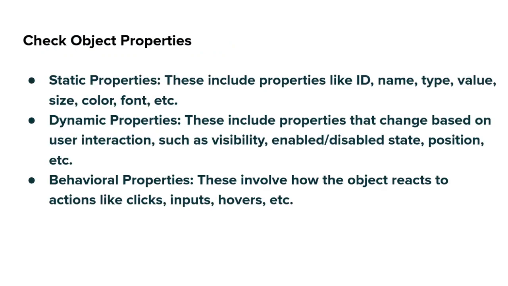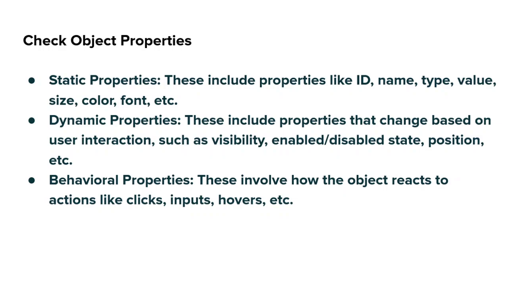Once you identify such objects in the functionality or inside the new feature, we have to check all the different types of properties as well as behavior during the object properties testing. So there can be static properties like ID, name, type, value, size, color, font. These are nothing but static properties. For example, a button can have some label, some text written on it. There can be a type of button, specific values which are present, size of that web element, color of that web element, font type. All these are static properties.